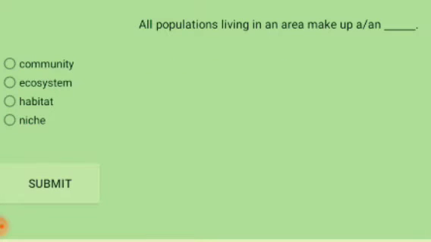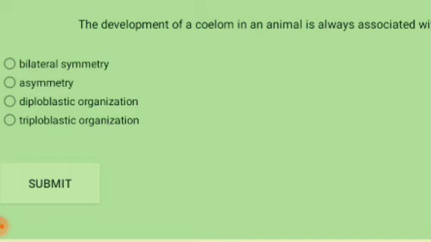All populations living in an area make up option A, community, B, ecosystem, C, habitat, D, niche. So all populations living in an area form a community. The development of coelom in animals is always associated with option A, bilateral symmetry, B, asymmetry, C, diploblastic organization, D, triploblastic. So I think these MCQs are also repeating. Option D is correct.